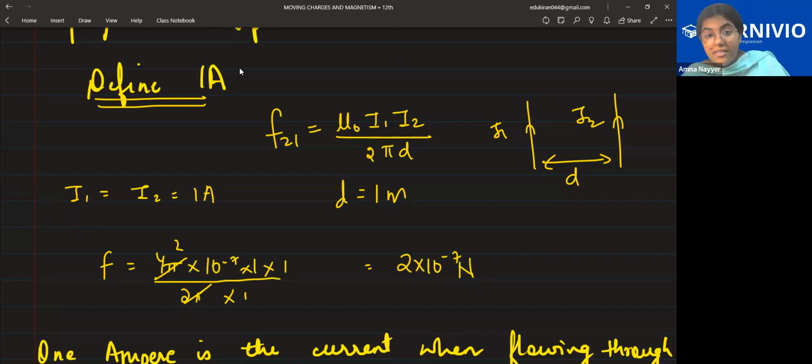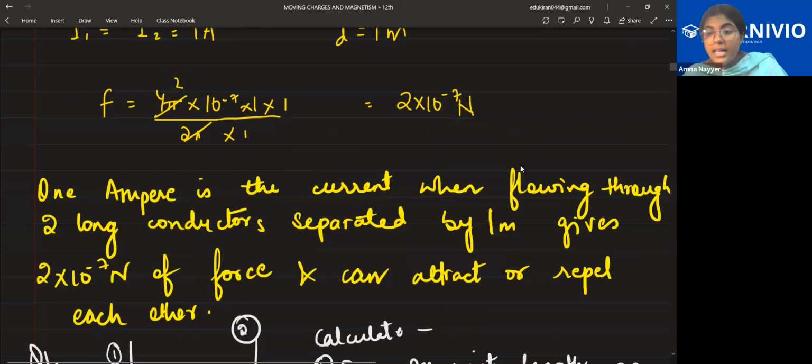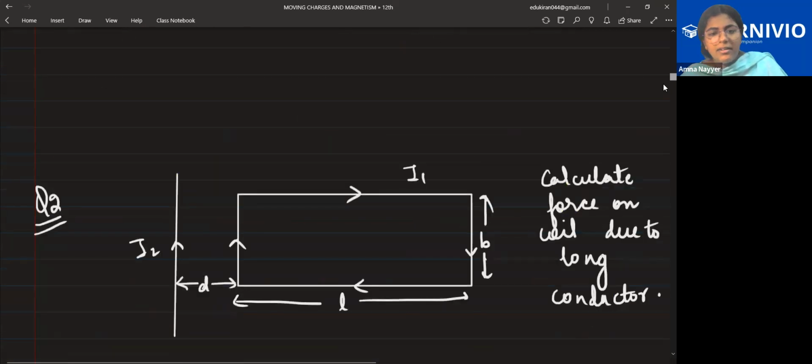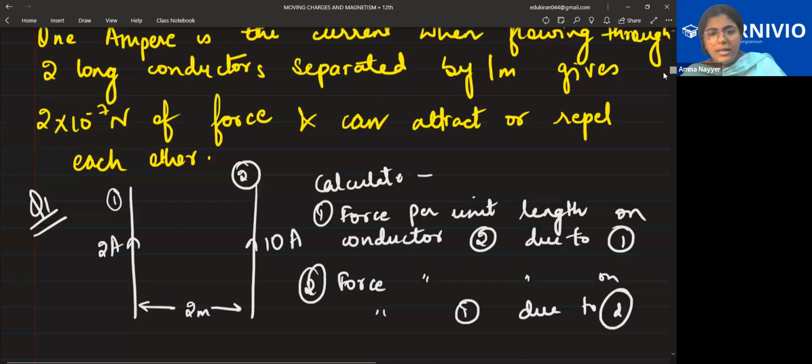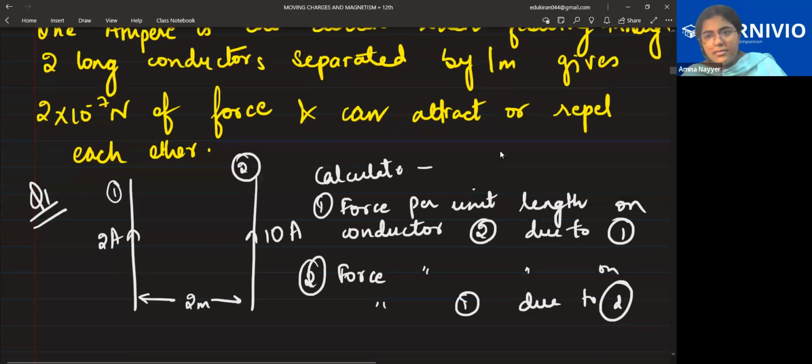Means what? 1 ampere, how can you define it? It's the current when flowing through two long conductors. Whatever we have done, just write it in words. 1 ampere is the current when flowing through two long conductors separated by 1 meter, gives 2 into 10 to the power minus 7 newton of force and can attract or repel each other. That's it. This is how you can define it. 1 and 2, these two questions we have to do. Basic questions are these. First one, let me discuss. Second one, you can try by yourself later on.